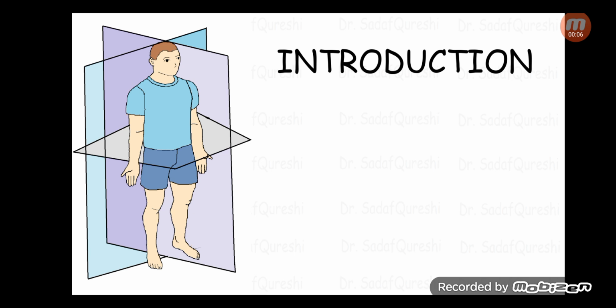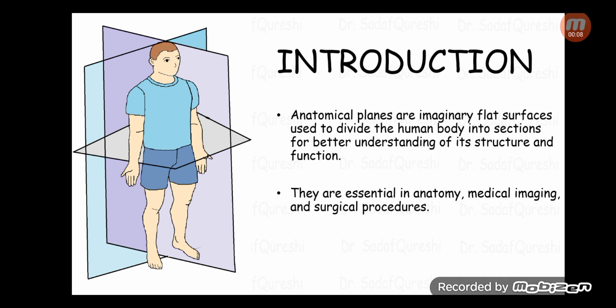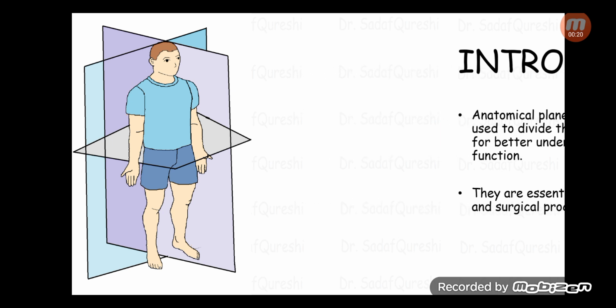We will start our topic with introduction. Anatomical planes are imaginary flat surfaces used to divide the human body into sections for better understanding of its structure and function. They are essential in anatomy, medical imaging, and surgical procedures.